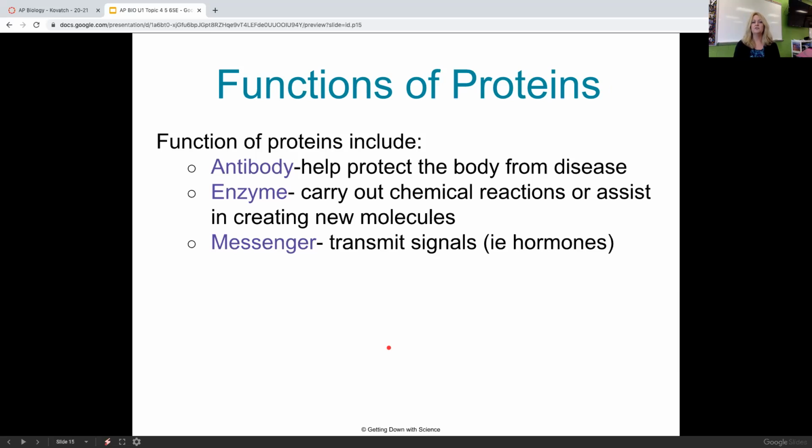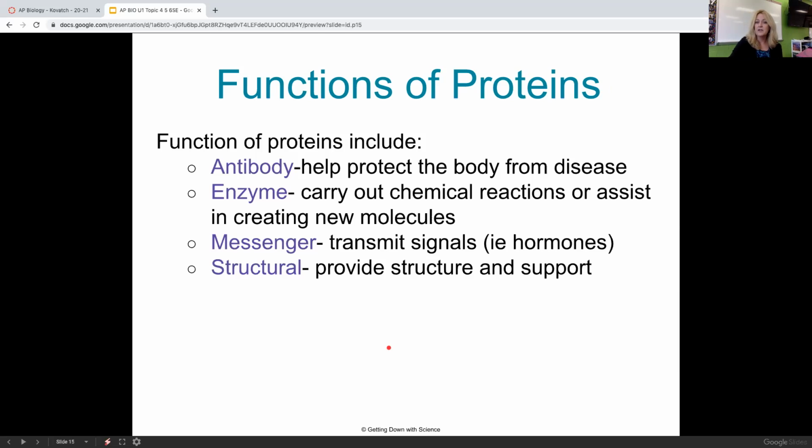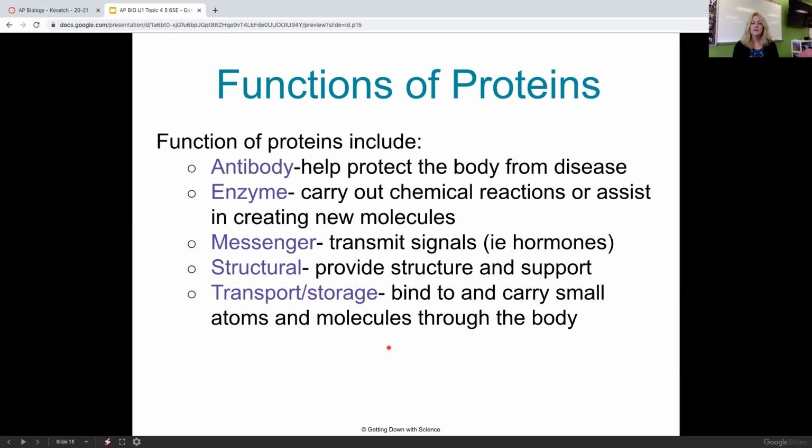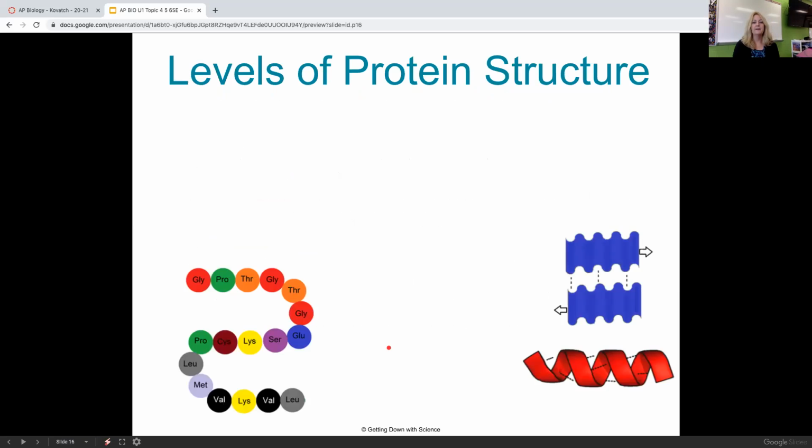Proteins are also messengers. They transmit signals, for example, hormones. Structurally, they provide structure and support in our bodies. We think of that usually with proteins, but they do so much more. They transport and they store things, so they bind to and carry small atoms and molecules through the body. They are very important for that. There are more too, but those are the main ones.